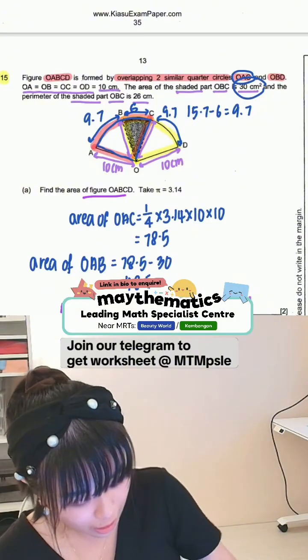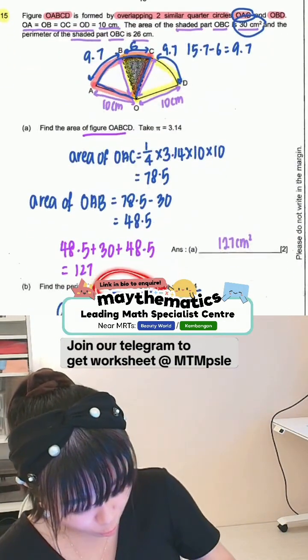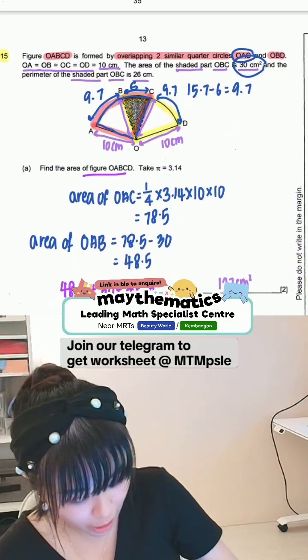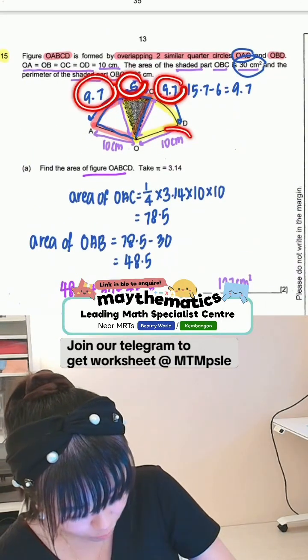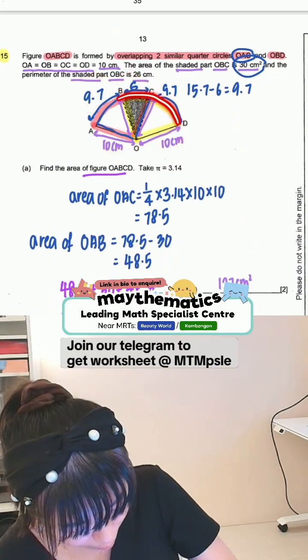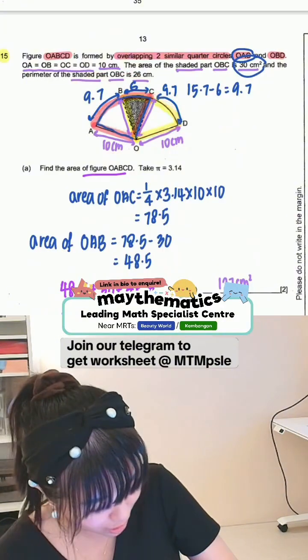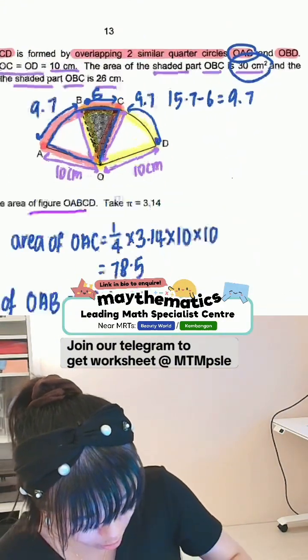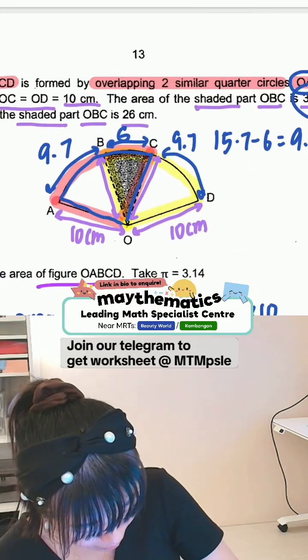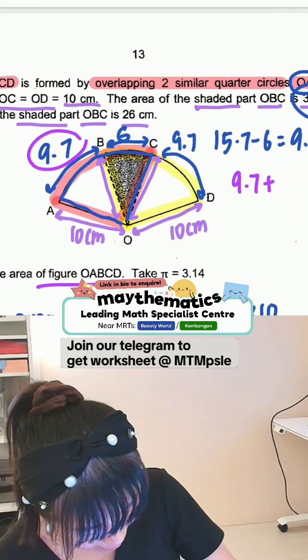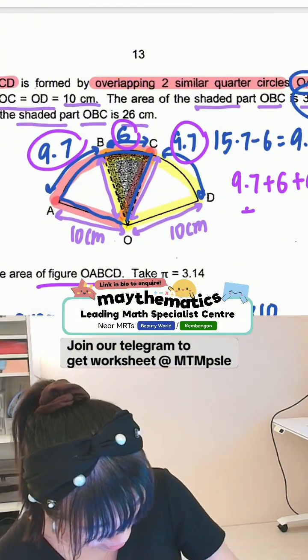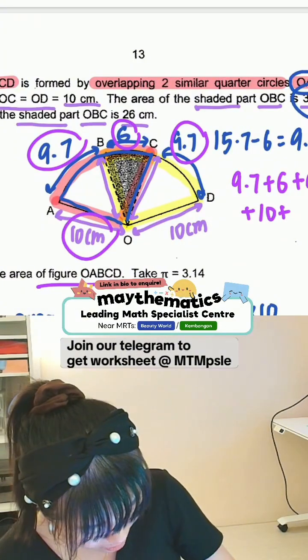So now finally to find the perimeter of OABCD, the whole thing, I just need to add this with this, with this, with this, with this. Perimeter only looks at the outline, only the outside. Don't go add this, don't go add this. Inside no need, so just add all this together. So the last step: 9.7 plus 6 plus 9.7 plus 10 plus 10.